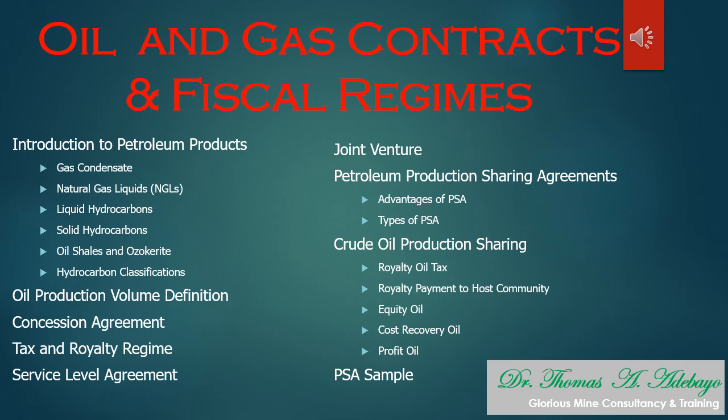After this, we will go to the main study, such as: 1. Concession agreement. 2. Tax and royalty regime. 3. Service level agreement. 4. Joint venture. And 5. Petroleum production sharing agreements. Under this we will study advantages of PSA and types of PSA. We will also cover the following topics: royalty oil tax, royalty payment to host community, equity oil, cost recovery oil, profit oil, and lastly we will examine a complete production sharing contract sample.